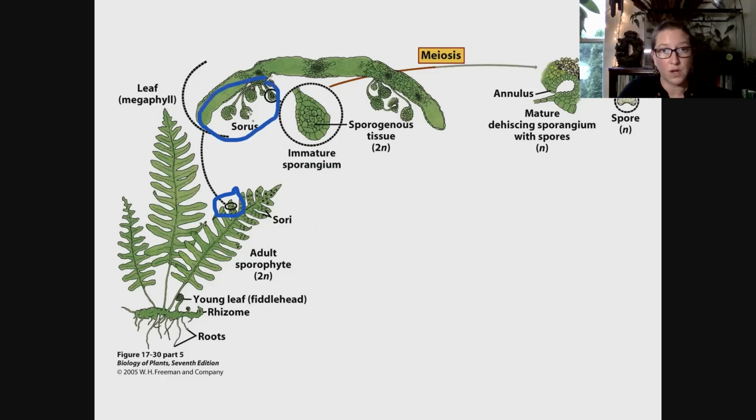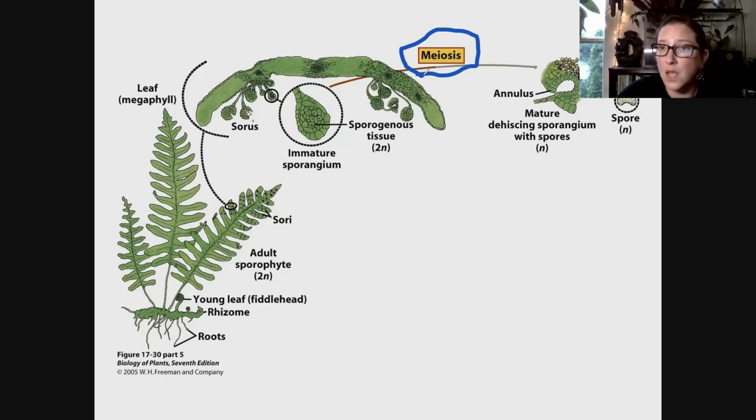So here's one sorus, or cluster of sporangia. And we're going to look at one of those sporangia, this one. They're going to make it big. Inside of that sporangium is tissue that is 2N that's going to undergo what? Meiosis to produce spores. The purpose of the sporangium is to make spores. That's its job. And it can't make those spores without meiosis because it has to go from diploid to haploid.